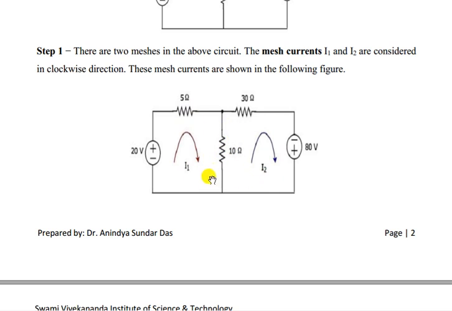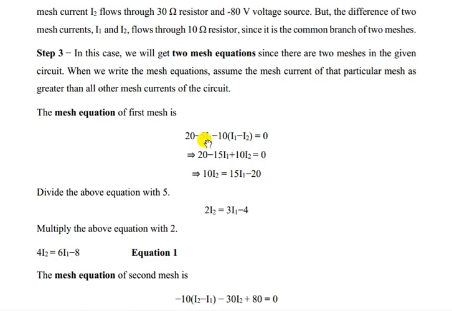These two currents are flowing through this 10 ohm resistor. Since we are taking I1 as mesh 1, the reference, I1 is going downward and I2 is going upward, so the current is I1 minus I2. So 20 minus 5 I1 minus 10 into (I1 minus I2). Now if we solve it, we will get one equation.